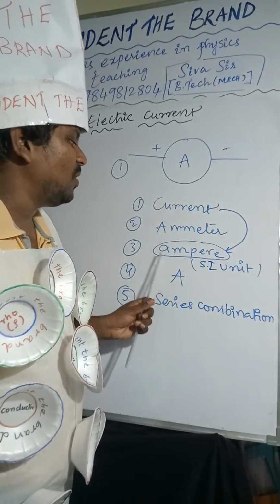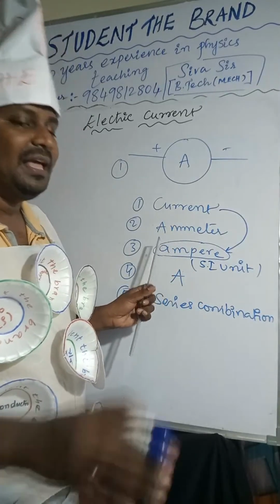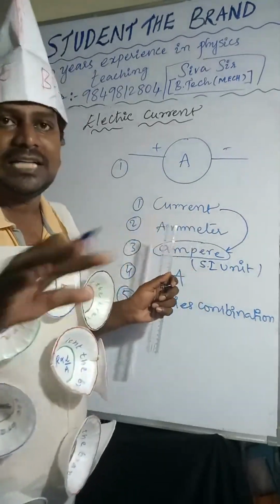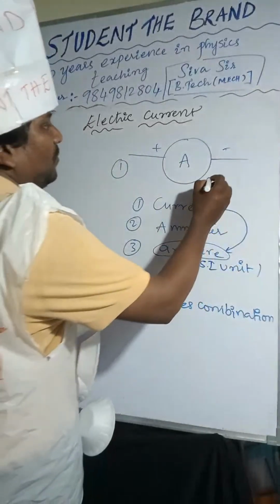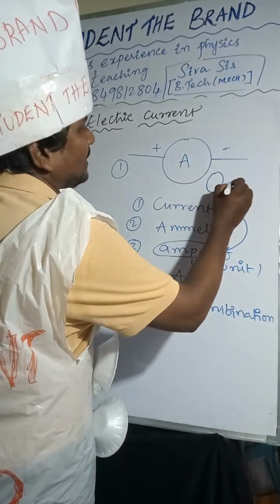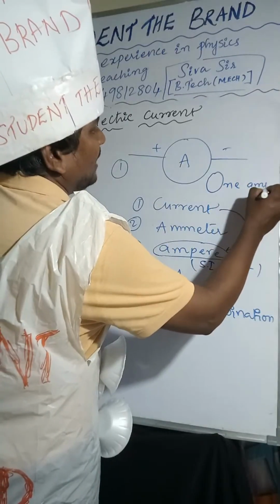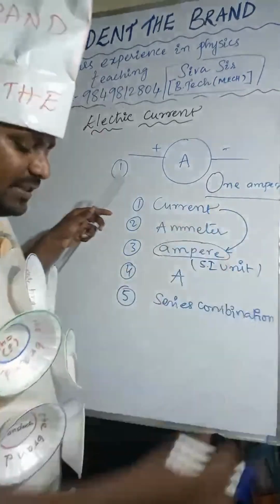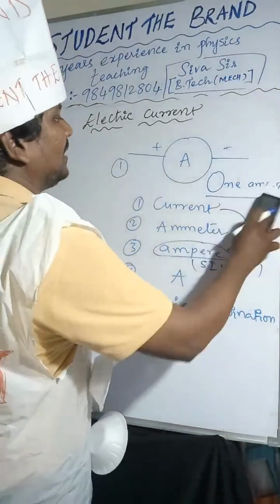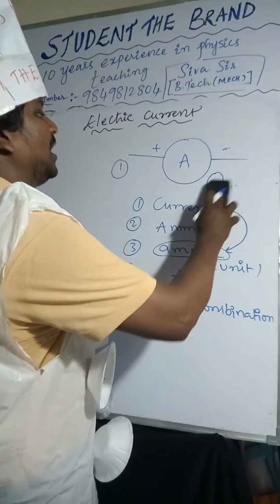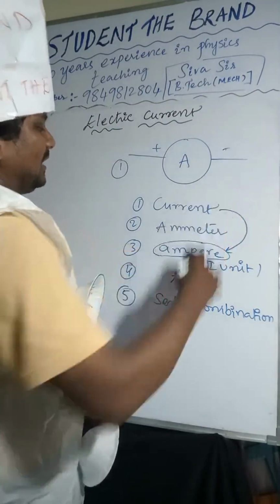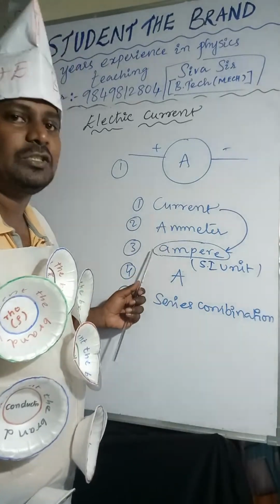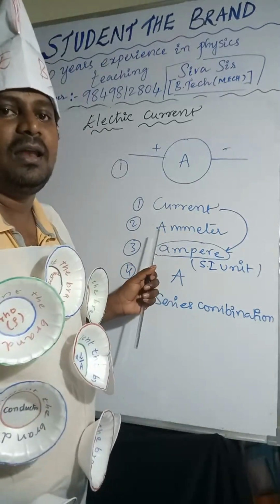You have to write small letters. If it is the starting of a sentence, at the start of the page, you can mention 1 ampere, where the 1 is a number and ampere is written in small letters. Ampere must be written in small letters, especially the starting letter.